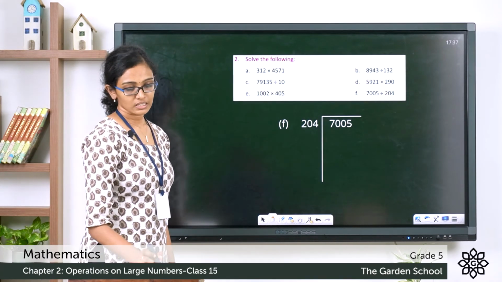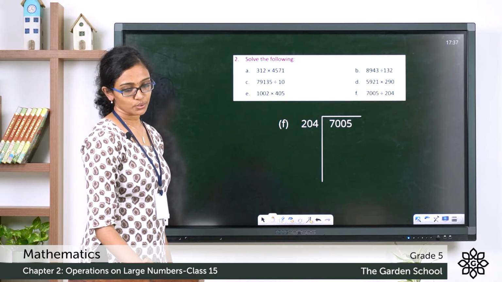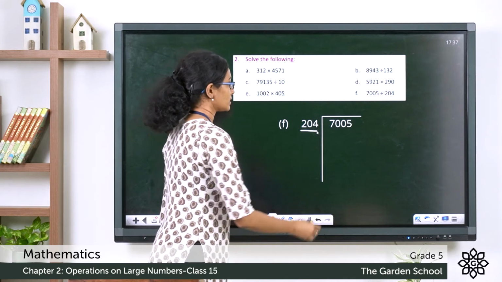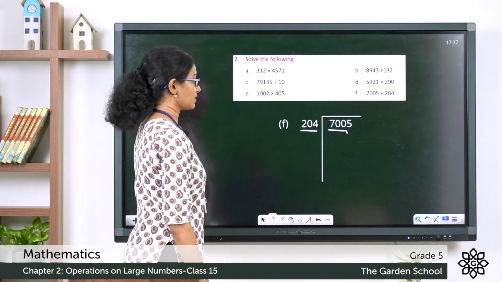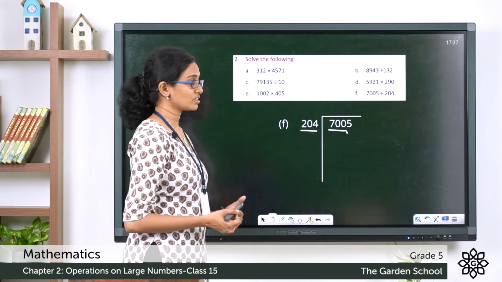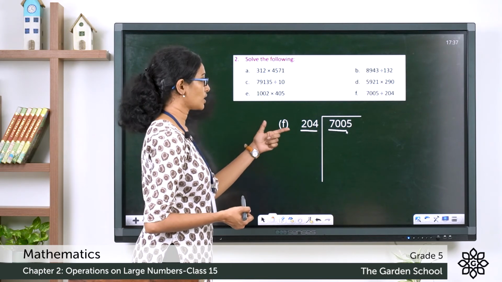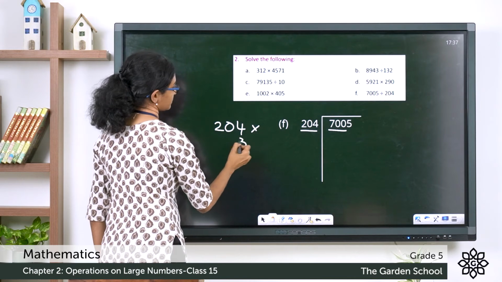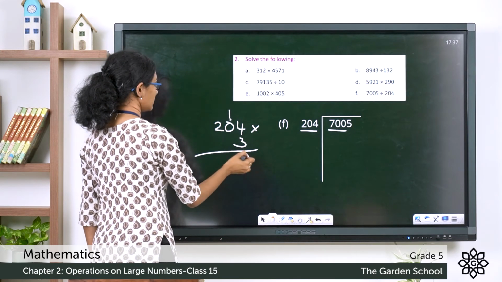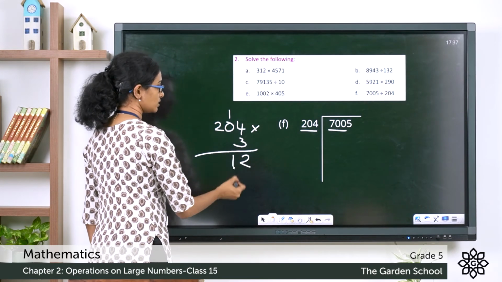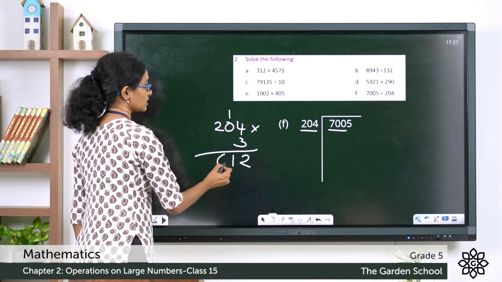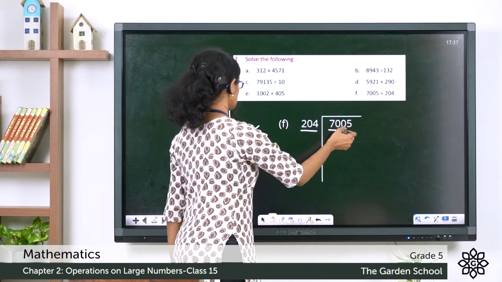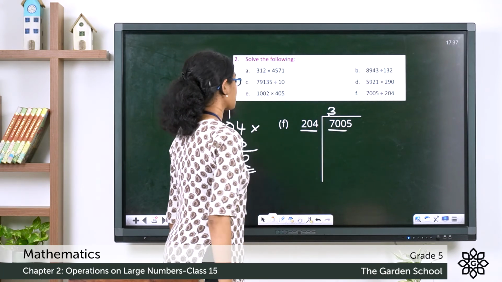Now let's move on to question F. Here you have 7,005 divided by 204. So here you have 204 and the first 3 digits is 700. We know 200 into 3 is 600. So 204 into 3, let's check. 12, carry over 1. 3 into 0, 0 plus 1 is 1. 3 into 2 is 6. So 3 204s will definitely go in 700. So let's take 3 here.